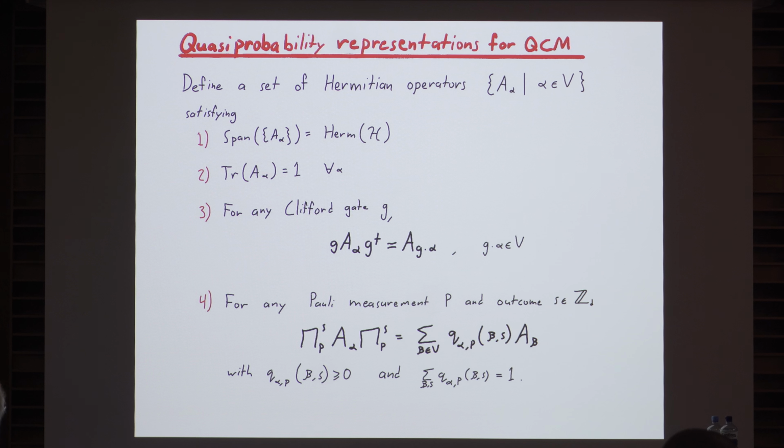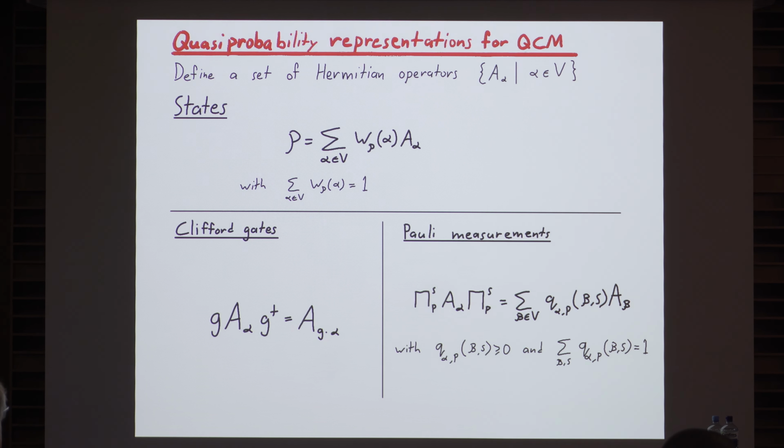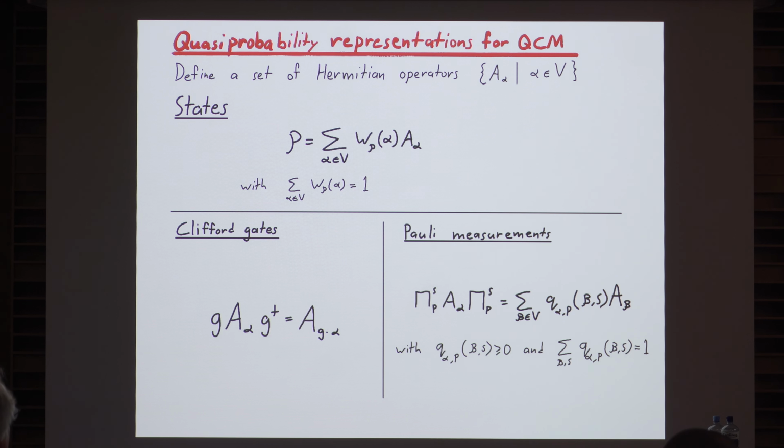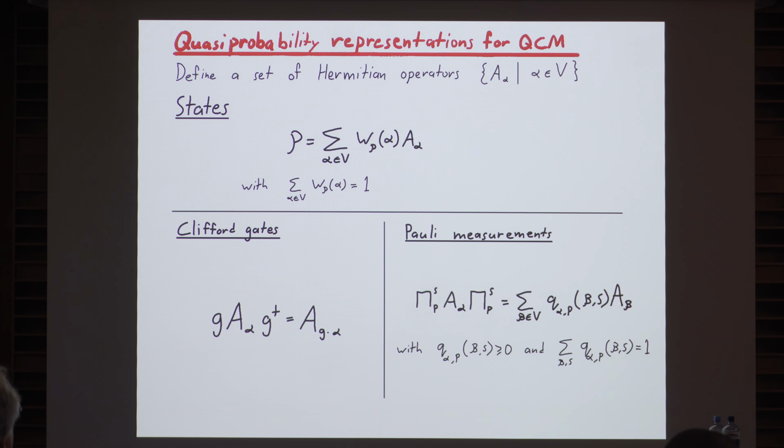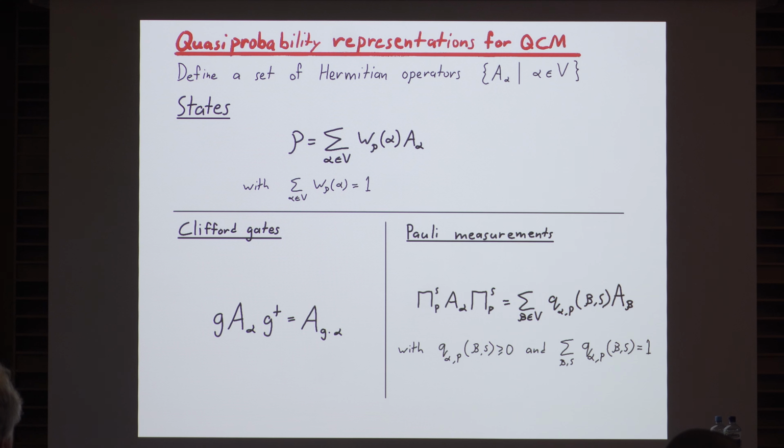Now, this is the abstract way of how we define a quasi-probability representation. Here's what it gives you. This is what the representation looks like. We call it a quasi-probability representation for QCM, for quantum computation with magic states, because it gives you a way of representing each of the three pieces in this computational model. So we have a representation for states, for Clifford gates, and for Pauli measurements.